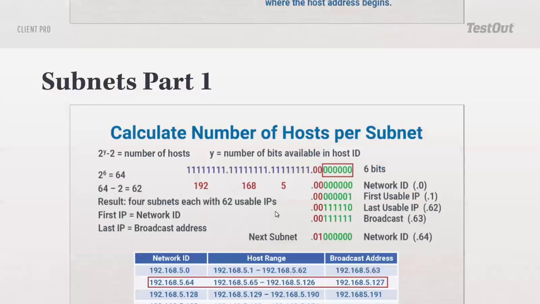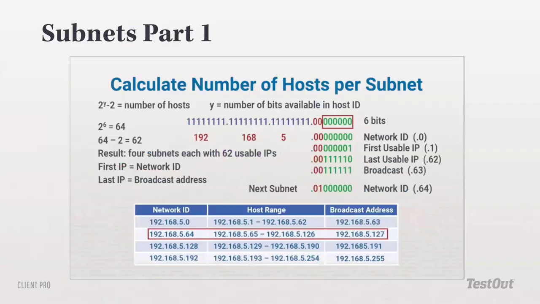Now, how many hosts per subnet? Well, in this case, if I have 6 bits, that gives me 2 to the 6 power, and 2 to the 6 is 64. But remember, I can't use the all zeros and I can't use the all ones. So instead of getting 64, I'm really only getting 62 addresses.